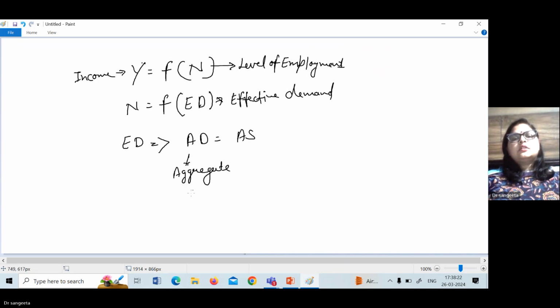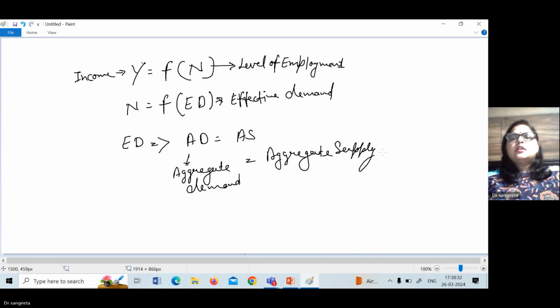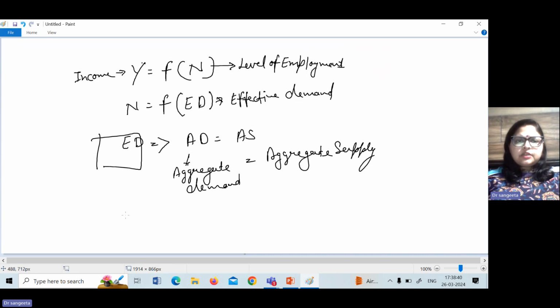Aggregate demand in the economy is equal to aggregate supply. So effective demand is the main factor here. The level of employment in the economy depends upon the effective demand.